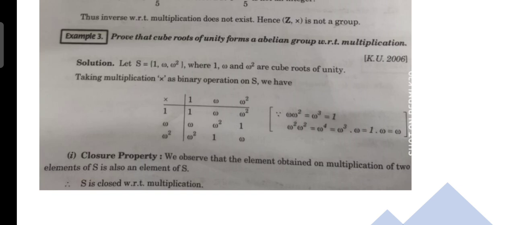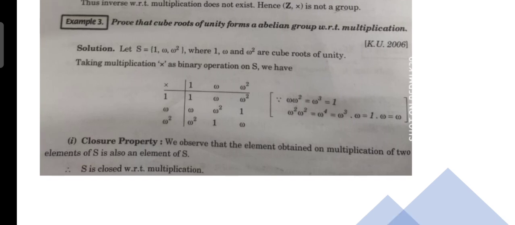For the composition table, we'll write the elements in the horizontal and vertical way and multiply them, and we'll use the property of our cube roots of unity. The first property is that omega cube is equal to 1. If we have omega 4, it can be written as omega cube into omega, and omega cube is 1, so it will come out to be omega, and so on. Using this property, we'll fill out our composition table as shown in the figure. Next, we'll see whether all the 5 properties are satisfied or not.